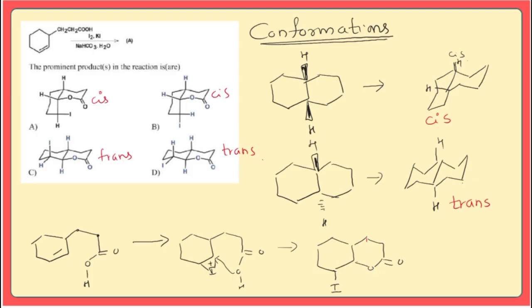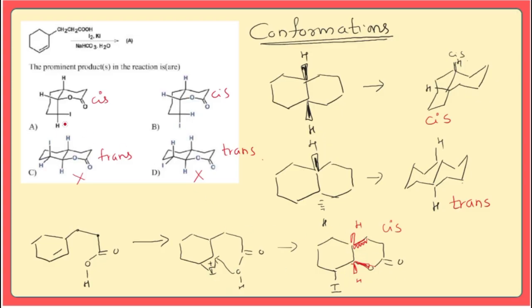What did I tell you? That they will be in the same plane, either above or below. Say let's assume this is below and this is below. What about the hydrogens? The hydrogen will also be in the same plane. So if they are on the same plane, it has to be cis. The product formed has to be cis. Therefore, you can easily eliminate C and D here. So it has to be either A or B.